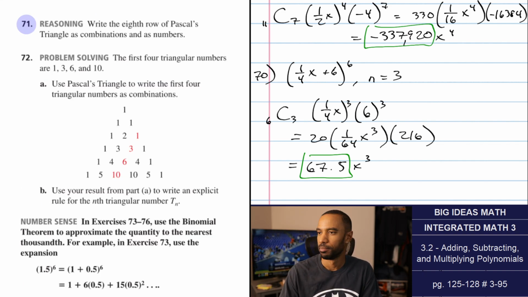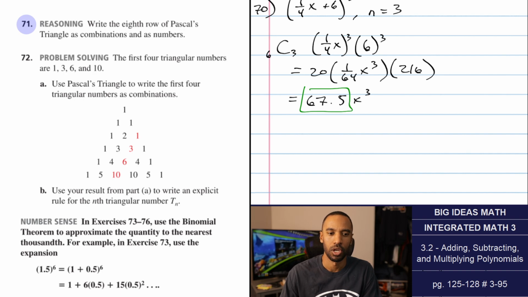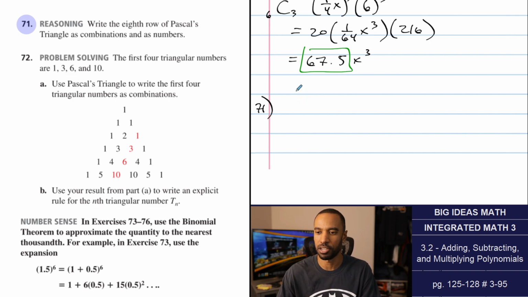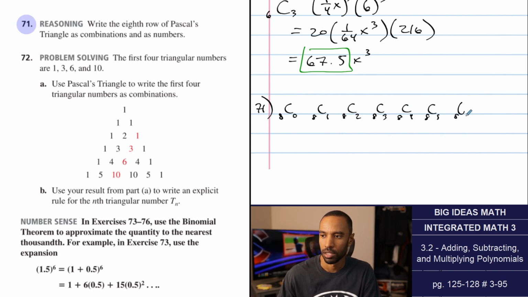Number 71. Reasoning. Write the 8th row of Pascal's triangle as combinations and as numbers. Well, I did 8 at one point. I might copy and paste it. But as combinations would be 8 choose 0, 8 choose 1, 8 choose 2. There are going to be 9 of them, all the way to 8 choose 8. There it is as combinations.